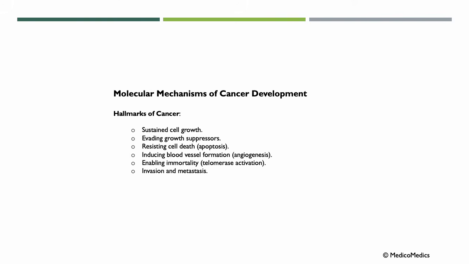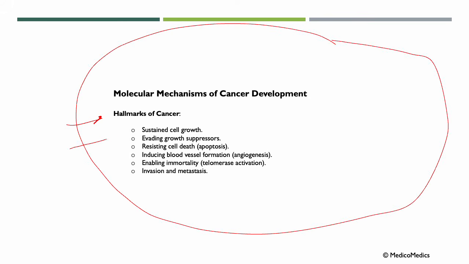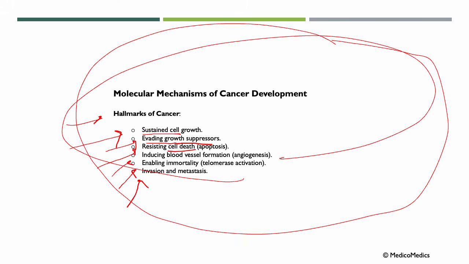Now let's briefly mention the hallmarks of cancer. We have a course dedicated to oncology that you can check out, where we go into all of these things in detail. But here we can just mention the key points. So we have sustained cell growth. We have evading growth suppressor genes. We have resisting cell death, inducing blood vessel formation, enabling immortality, invasion, and metastasis. So cancer cells are like rule breakers. They grow uncontrollably, ignoring, for example, these stop signals and spread to other parts of the body.